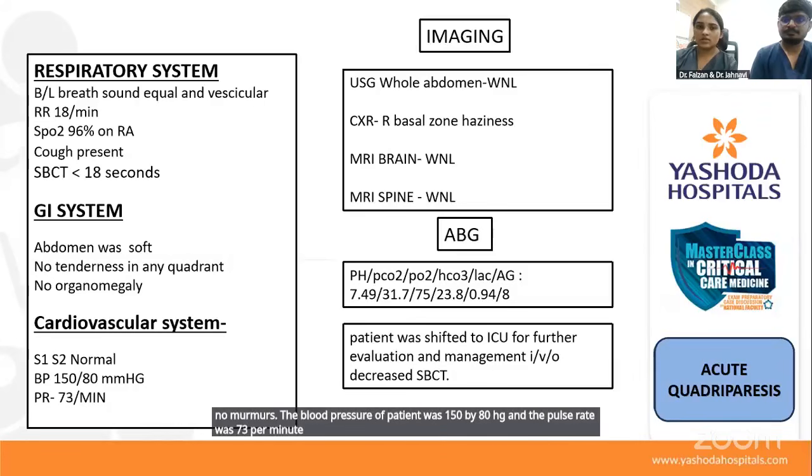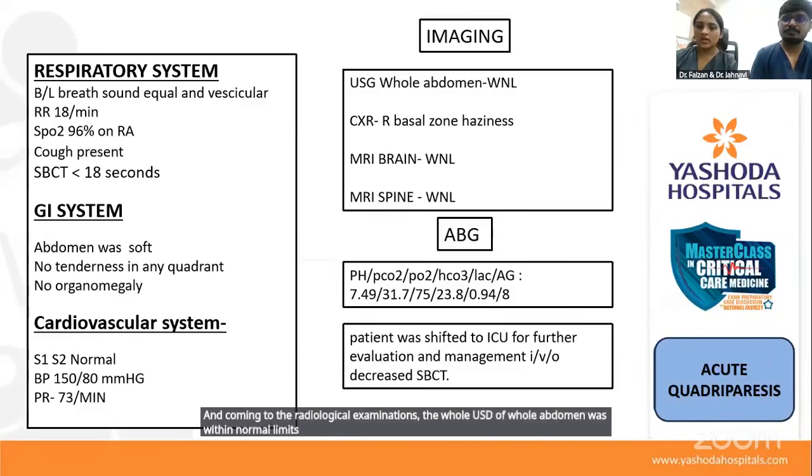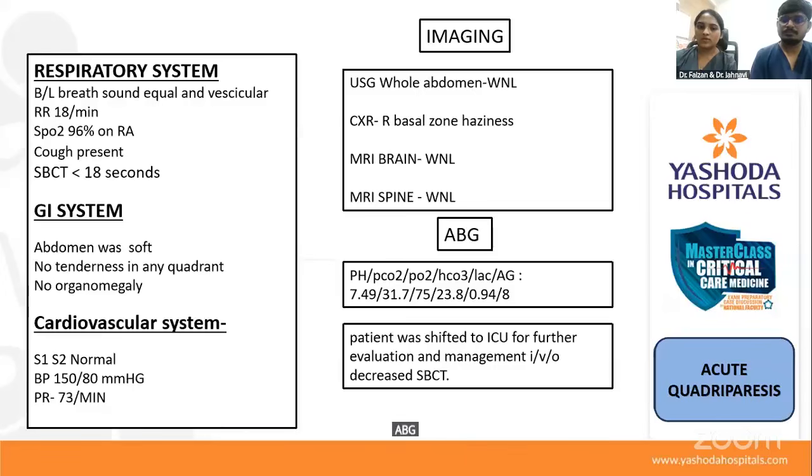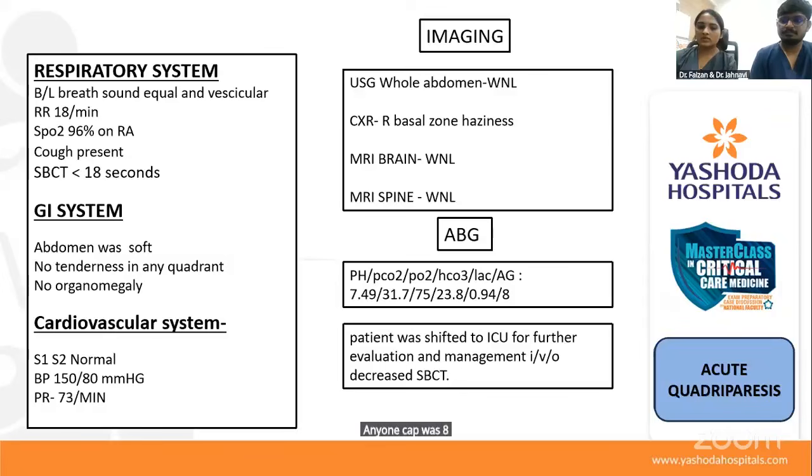Coming to the radiological examinations, the USG of the whole abdomen was within normal limits, with chest X-ray showing right basal haziness. MRI of the brain was within normal limits and MRI of the spine was also normal. On ABG, the pH was 7.49 with PCO2 of 31.7, PO2 of 75 and bicarbonate of 23, and lactates were 0.94. Anion gap was 8. So the patient was shifted to ICU for further evaluation and management in view of decreased single breath count.